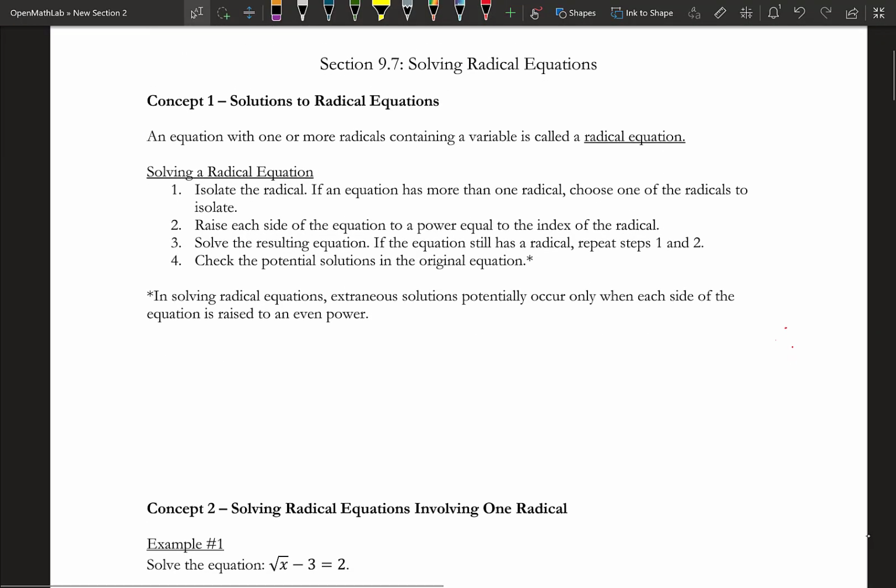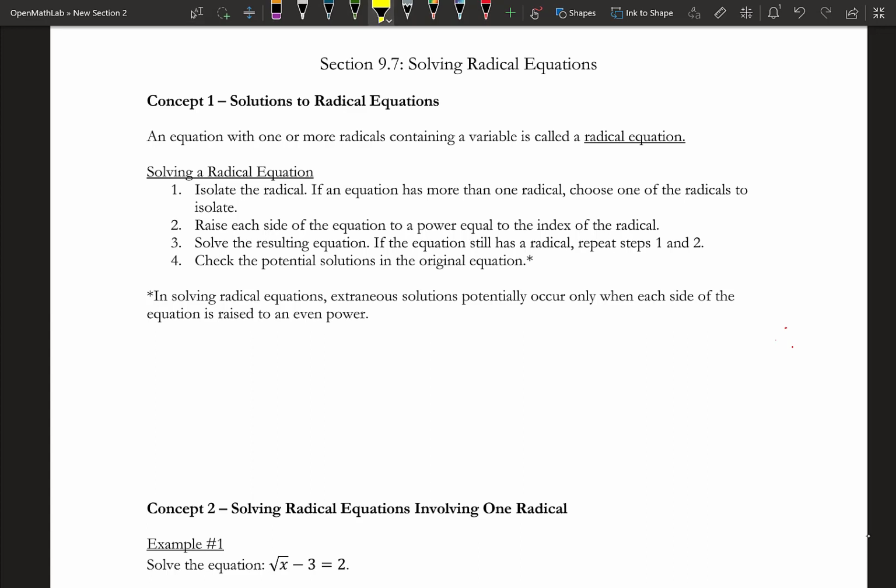So then some steps for solving a radical equation. What you want to do is isolate the radical, right? So get the radical by itself. And then if an equation has more than one radical, you just pick one, right? And then what you're going to do is raise each side of the equation to a power equal to the index of the radical, right? So the radical that you get by itself, you can raise it to that power, and then you essentially are getting rid of one of the radicals, and then you can keep repeating that process until you get rid of all the radicals, right? And then step 3 is you're going to solve the resulting equation, and then lastly, you want to check the potential solutions in the original equation, right?